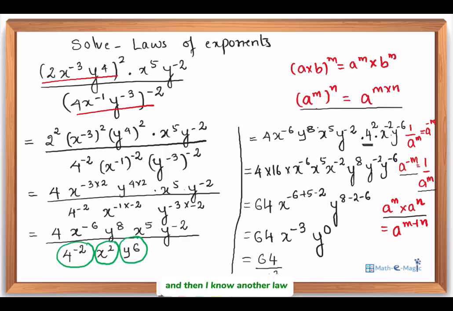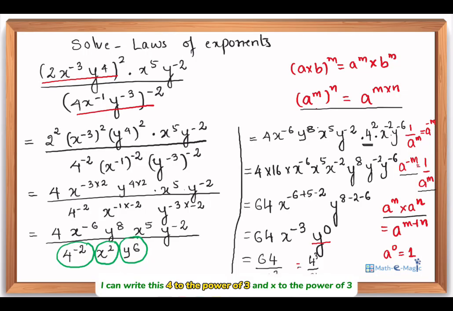And then I know another law which says that any number a to the power of 0 is always equal to 1. So my y to the power of 0 will be equal to 1, which is okay if we don't write, because anything multiplied by 1 is 1. This could be my answer, or I can also write this as, because I know 64 is 4 to the power of 3. 4 4s are 16, 16 4s are 64. So I can write it as 4 to the power of 3 and x to the power of 3, and then this I can write as 4 over x raised to the power of 3. So that could be my final answer.